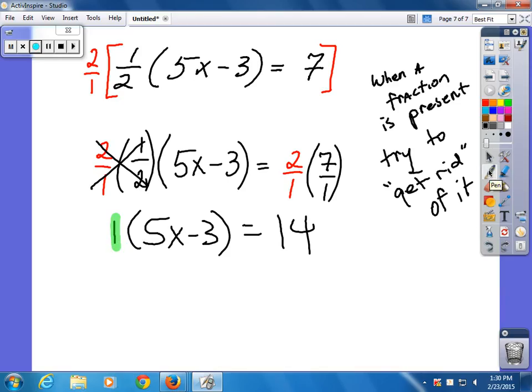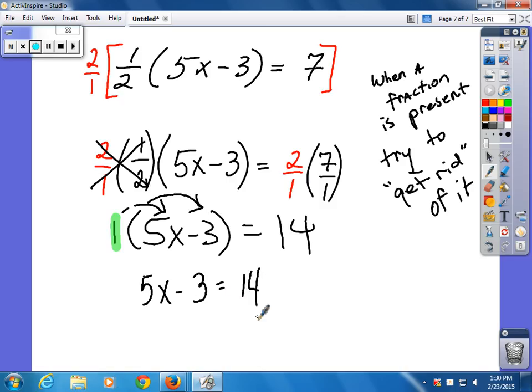So do you physically have to distribute that 1? No. It's just assumed, since 1 is the multiplicative identity, positive 1 multiplied by this. Now, to actually get rid of the parentheses, you have to distribute. But we don't, because 1 times this is that. But just so you will understand, I'm going to distribute 1 here and here, and that gets rid of the parentheses. And that gives me 5x minus 3 is equal to 14.